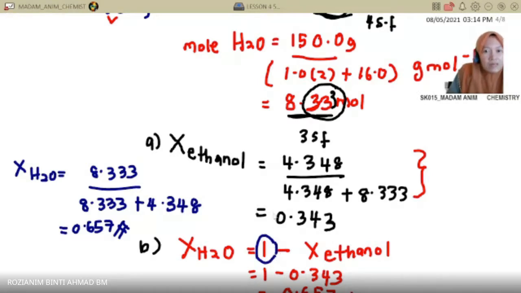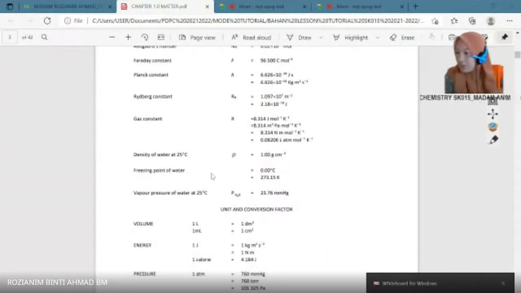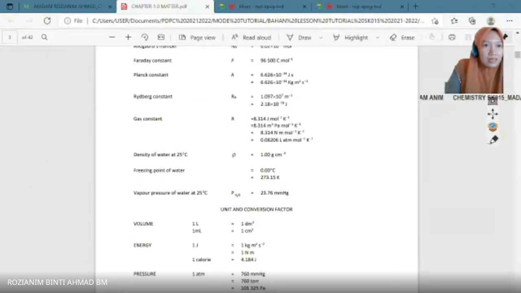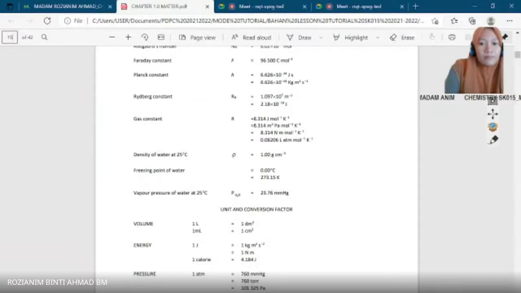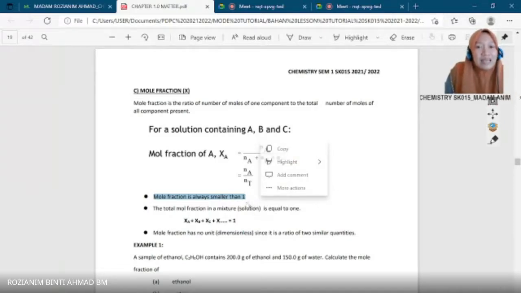Okay. So, tetapi for this step, why I label 1? 1 ni datang mana? Okay. 1 ni is come from, we already discussed before according to the page. Kejap. You tengok muka surat 19 atas sekali. Okay. So, this area. Or this statement. Nampak tak ni? Okay, so the mole fraction is always less than 1.